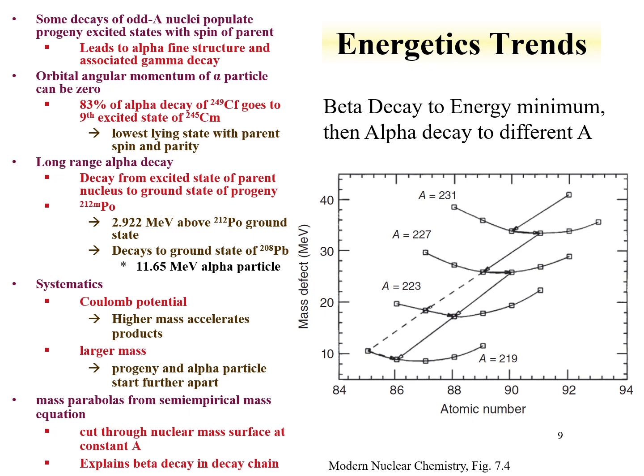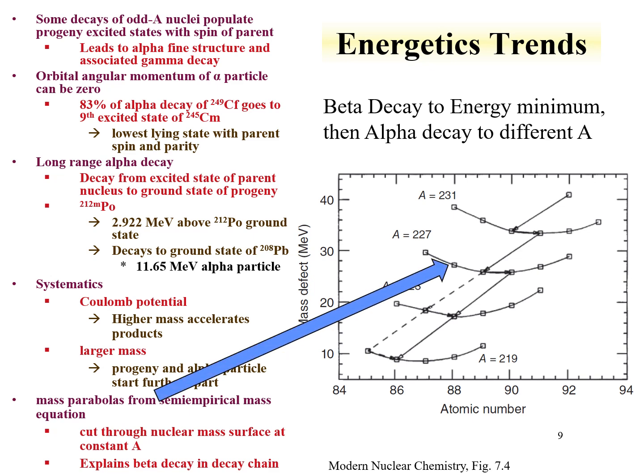There are some systematics that can be observed from alpha decays. We've already discussed the Coulomb potential as a way of accelerating the higher mass products out of the nucleus. And with a larger mass, so larger A's that decay, it's often observed that the progeny and alpha particle can start further apart within the nucleus. So that's another reason that this potential exists, so that alpha decay occurs with higher A nuclei.